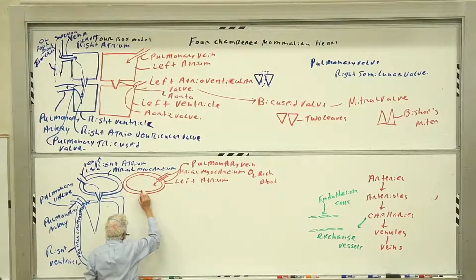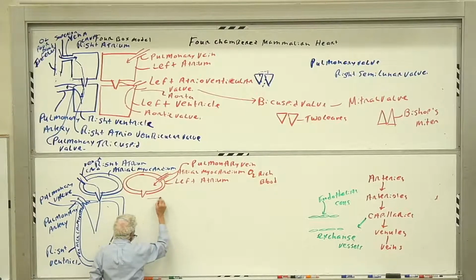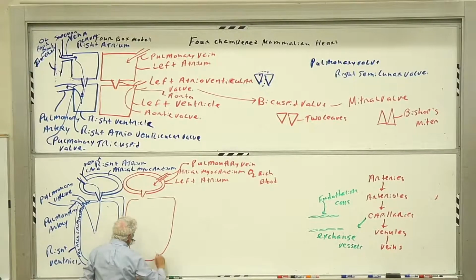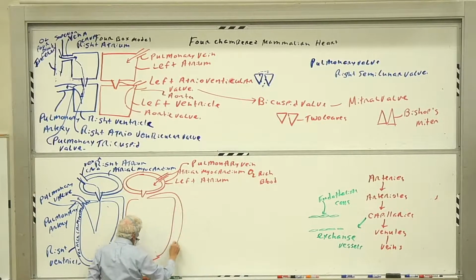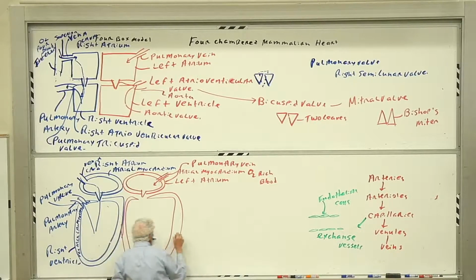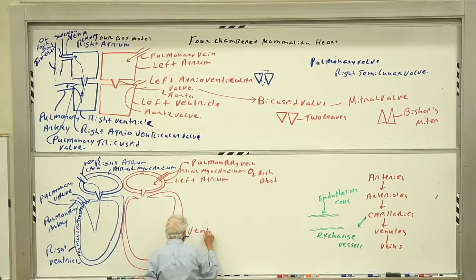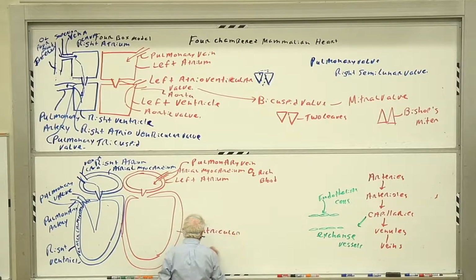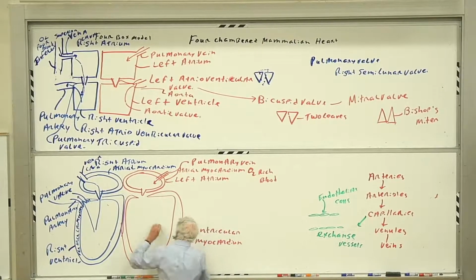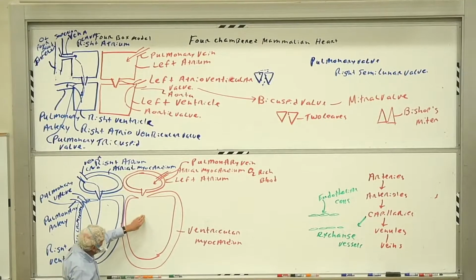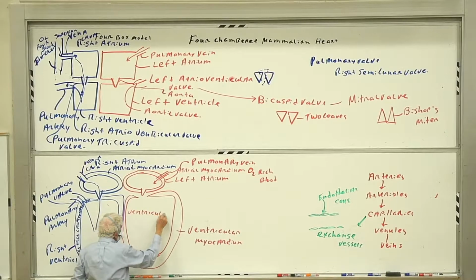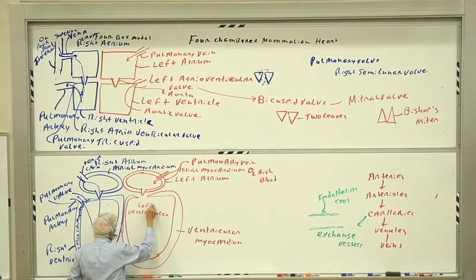Between the atrial chamber and the ventricular chamber, of course, is that atrioventricular valve. So again, this is the ventricular myocardium. And here, this open space, as though we've cut the heart open, this would be the ventricular, I should say left ventricular chamber.